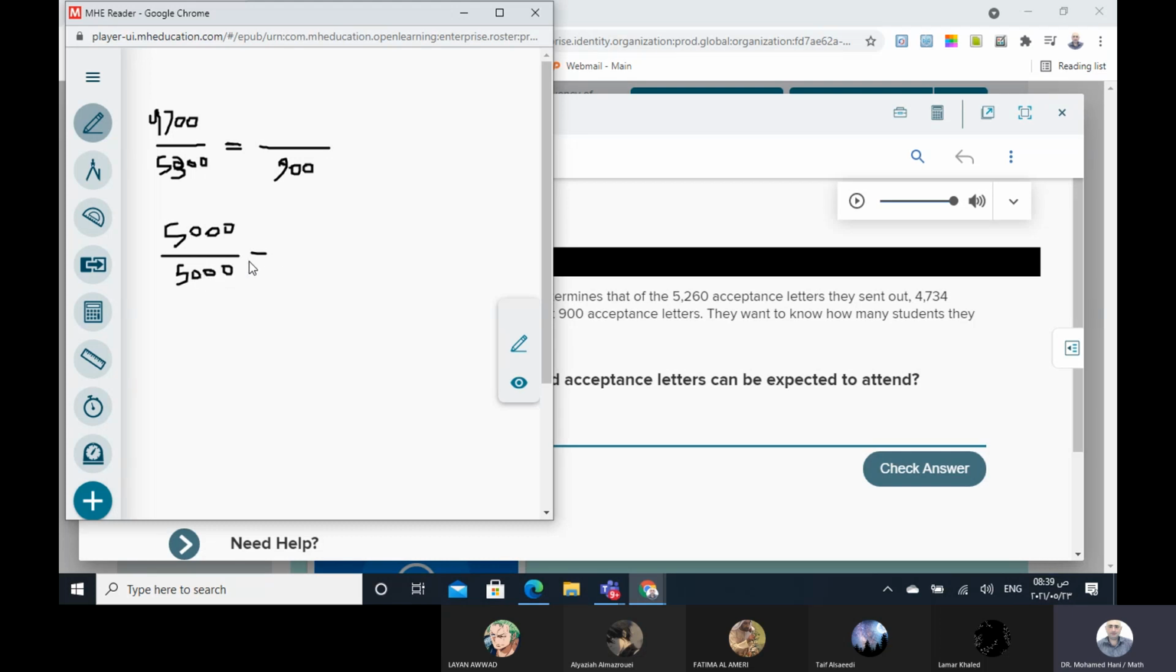Because the answer is approximate, and here we have 900. And here represent any variable, no problem, for example, n. Here 5,000 over 5,000 will be 1, equal to n over 900. Then do a cross product, so n is about 900.